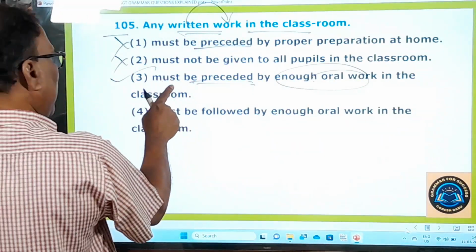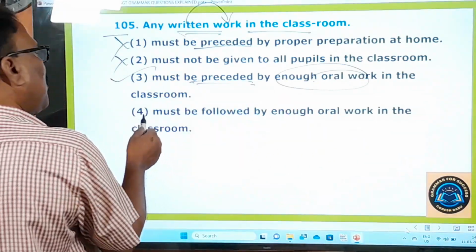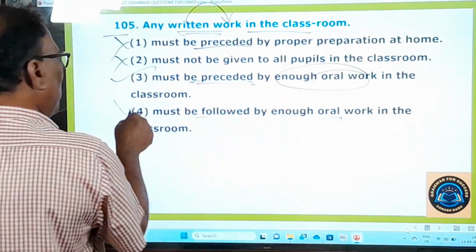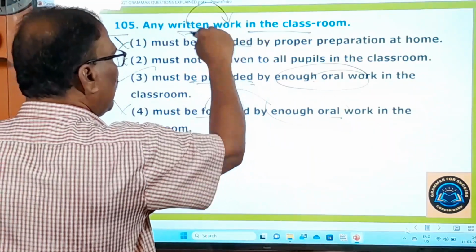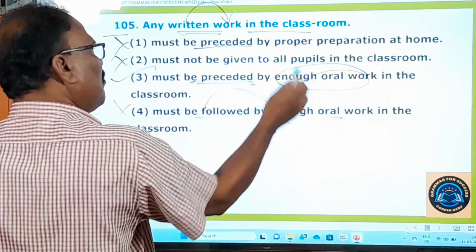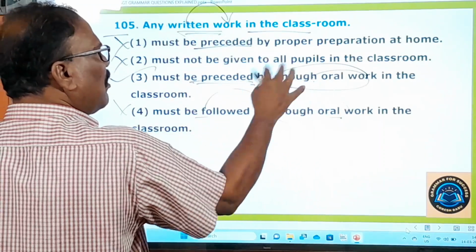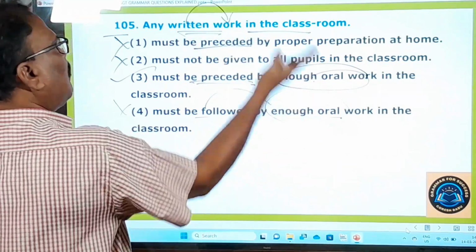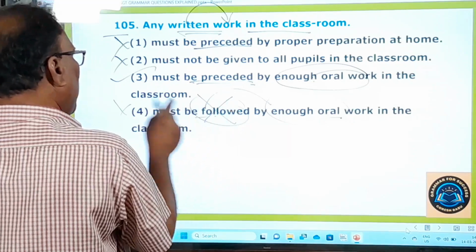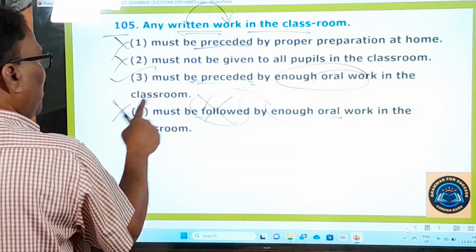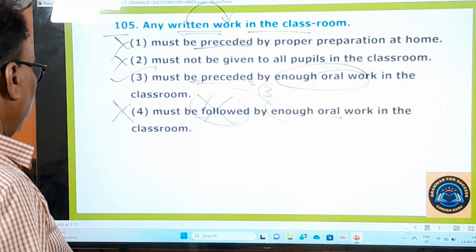So the third one is the right one: must be preceded by enough oral work in the classroom. And the fourth one says must be followed by enough oral work. No, followed means after this. After the written work, oral work, no. Only after the oral work, written work should be given. Not after the written work, oral work. So that's why this is wrong. First one, second one, fourth one are wrong. Only the third one is the right one. And now let's move on to the next question.